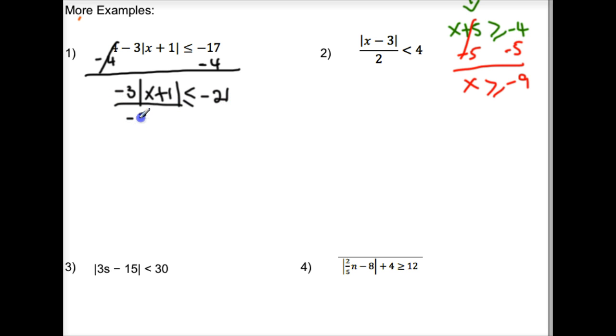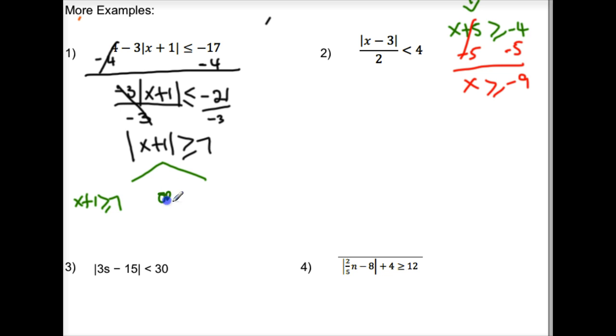Now I get rid of my minus 3. Remember, dividing by a negative number means I switch my inequality sign. So instead of less than, it will be the opposite: greater than or equal to 7. Then I have two choices. I have x plus 1 is greater than or equal to 7, or x plus 1 is less than or equal to negative 7. Remember, we switched the signs because when I divide by a negative number, I have to switch the inequality sign.